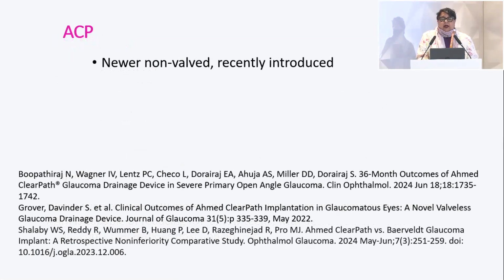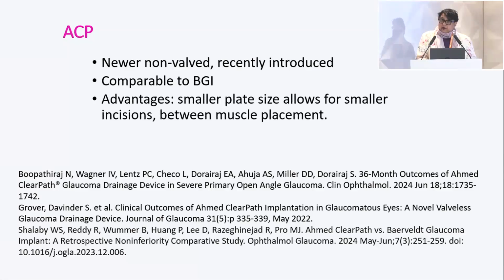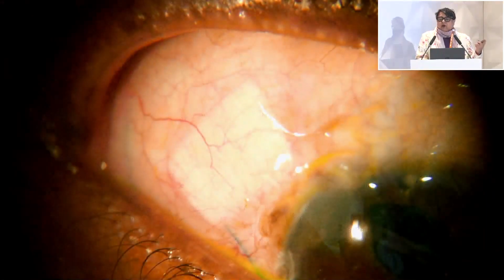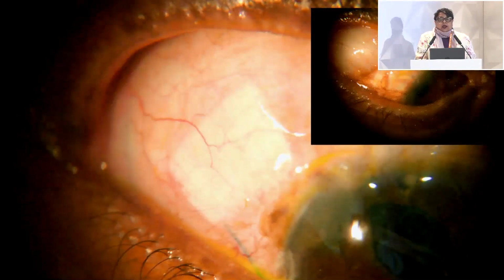ACP, the Ahmed ClearPath, is the newer non-valve which only recently got introduced in India. We don't have so much data coming out of India, but from what I picked up, they are comparable to the Baerveldt. There's a very significant advantage, that you need to only open up a small part of the conjunctiva. The plate size is smaller, so you can place it between muscles. These tend to have massive advantages where the conjunctiva is extremely sick. And of course, I showed you this photograph. You tend to get very diffuse blebs when you compare it to valve tubes.